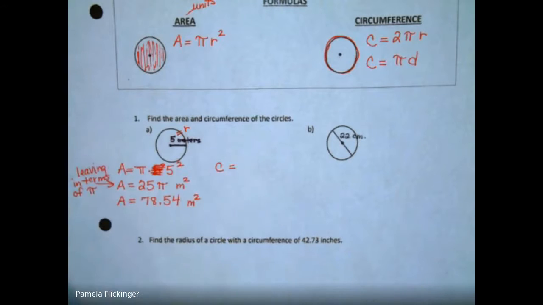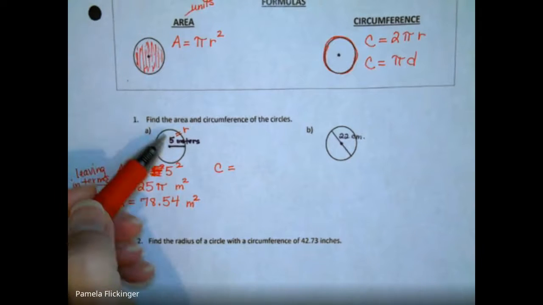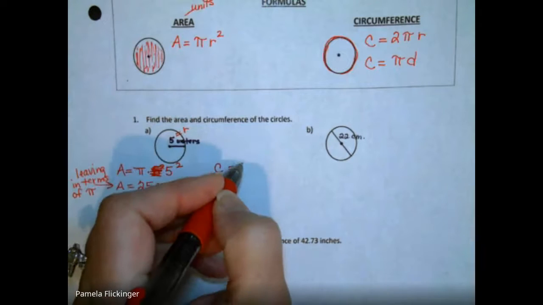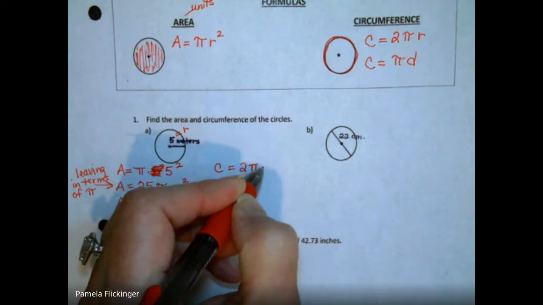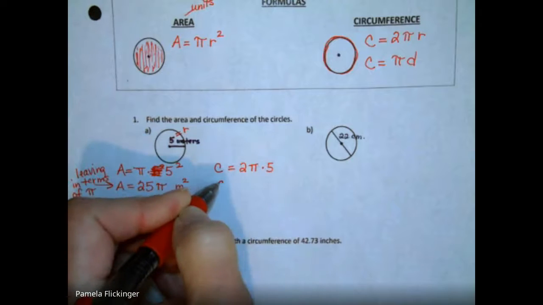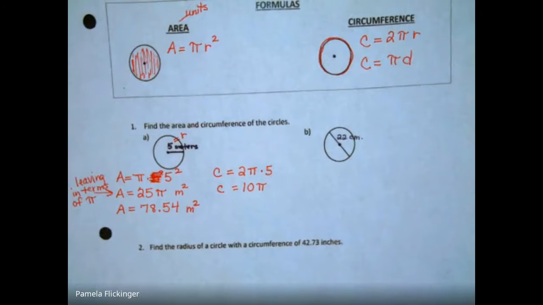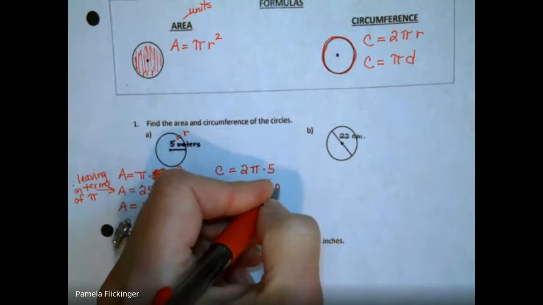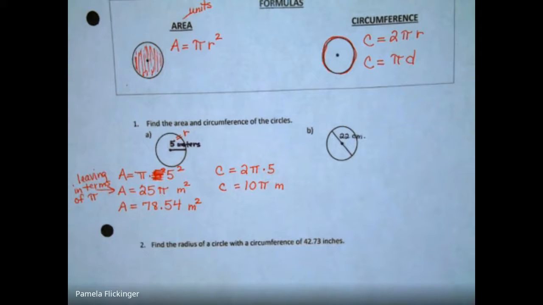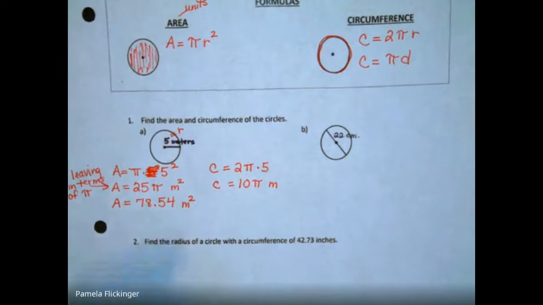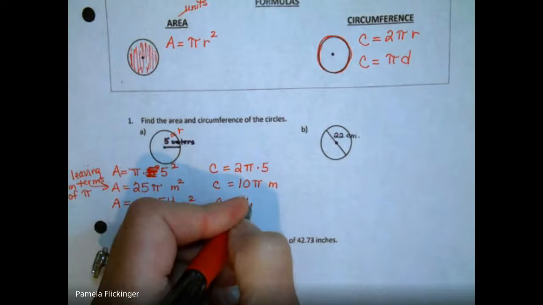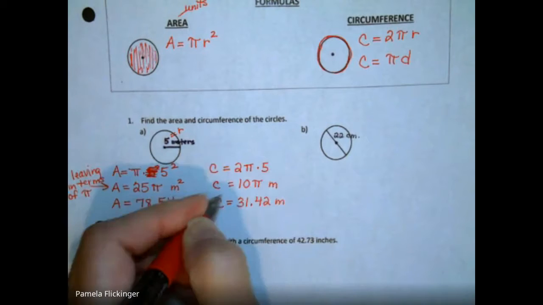Circumference, right? Because I'm given the radius, I'm going to use the 2 pi r formula. So I'm going to have 2 times pi times 5. Again, if it said leave it in terms of pi, then it would be 10 pi. Now, circumference, we don't square the units. It's just meters. All right. If it doesn't tell us to do that, then we're going to do pi times 10, and we get 31.42 meters.